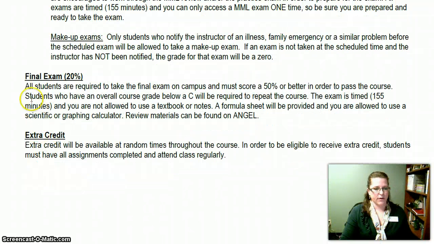The final exam, I've already kind of touched on that. 20% of your grade, you have to come to campus to take that. The college policy is all students are required to take the final exam on campus and must score 50% or better in order to pass the course. You could come in with an 87% going into the final, but if you score a 32 on the final, you will not pass the course. This does not happen very often. This is a policy of the math department here at WATC. It has happened a couple times, but I just want you to be aware of that policy going into this course.